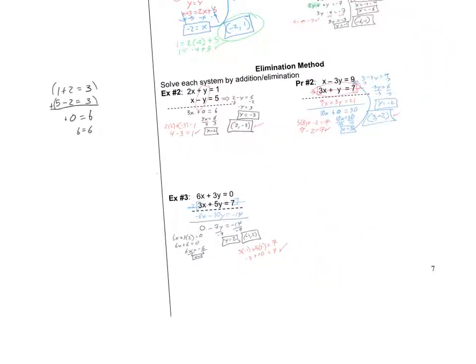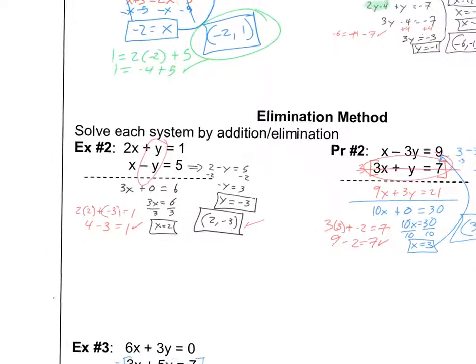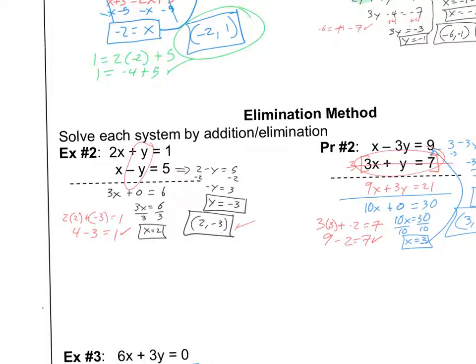Okay, so we've done substitution, we've done elimination. Now we're going to do graphing. But before we go to graphing, I just want to point out example 2 is 2x plus y equals 1, x minus y equals 5. All right, just kind of keep that in mind. Keep in mind the answer is (2, -3).